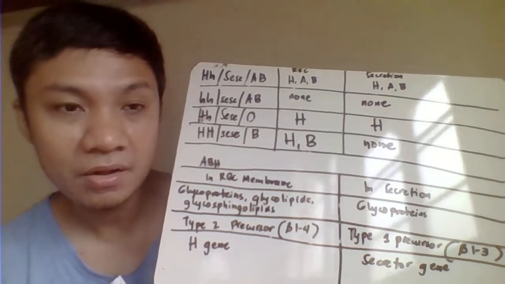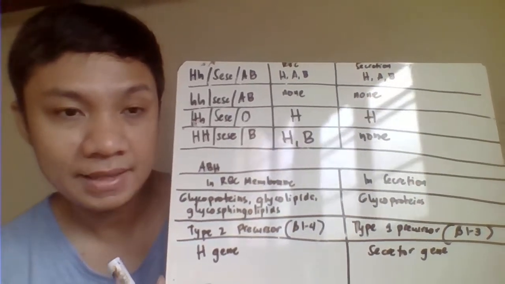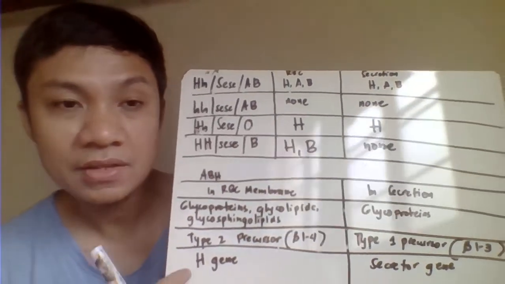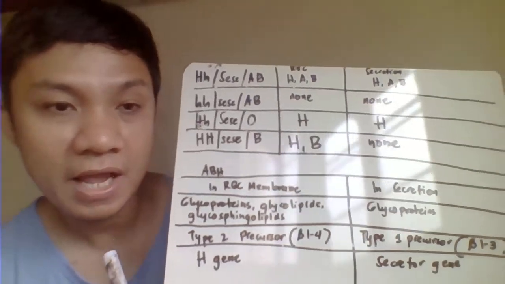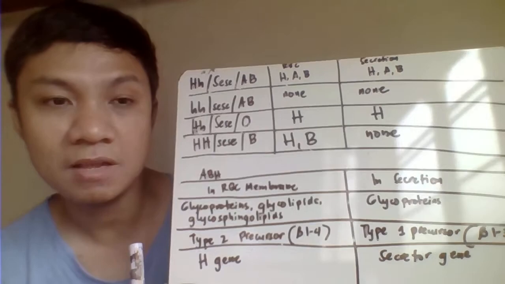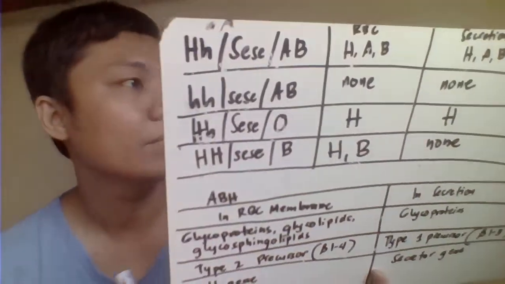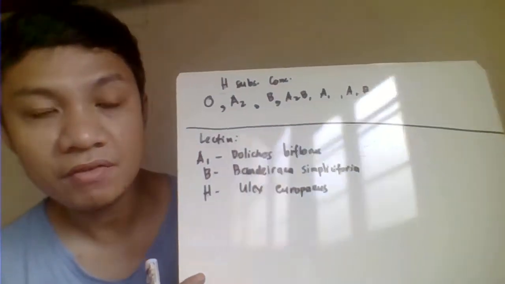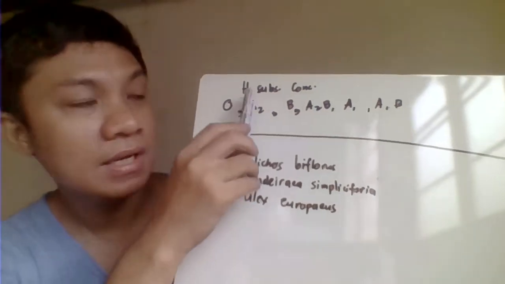Both of that are encoded in chromosome number 19. Your secretory gene and H gene are not part of your ABO blood group system, but they tend to influence the production of your ABH antigens. Okay, then we have here the relative concentration of your H antigen.